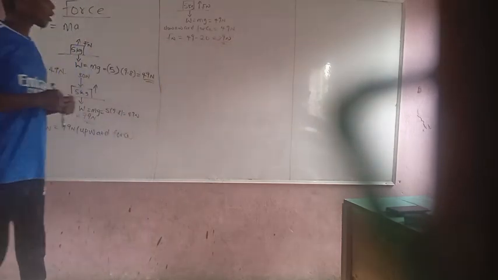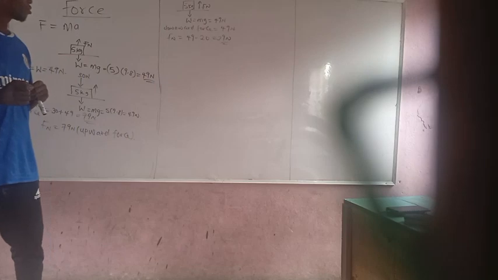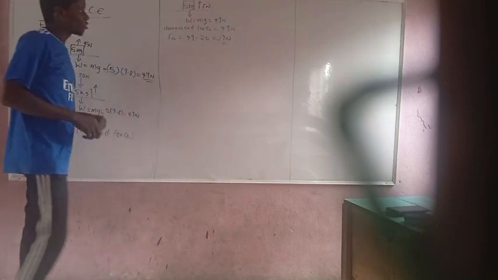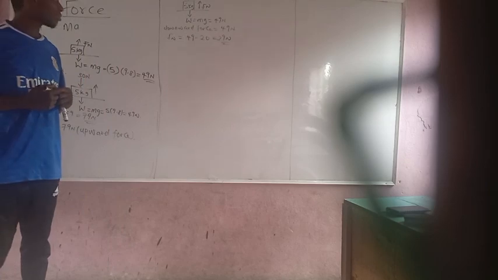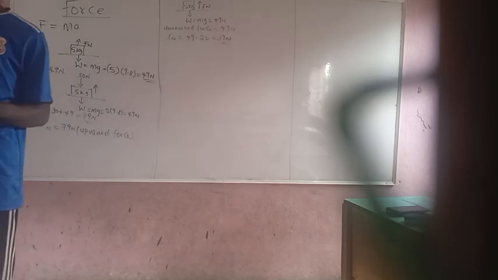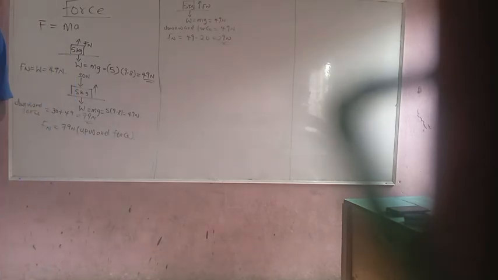So 29 Newton will now be the value of the normal force. The total upward force now becomes 29 plus 20, and that will give us 49. So the upward force and downward force become the same. Still attains equilibrium. Okay.